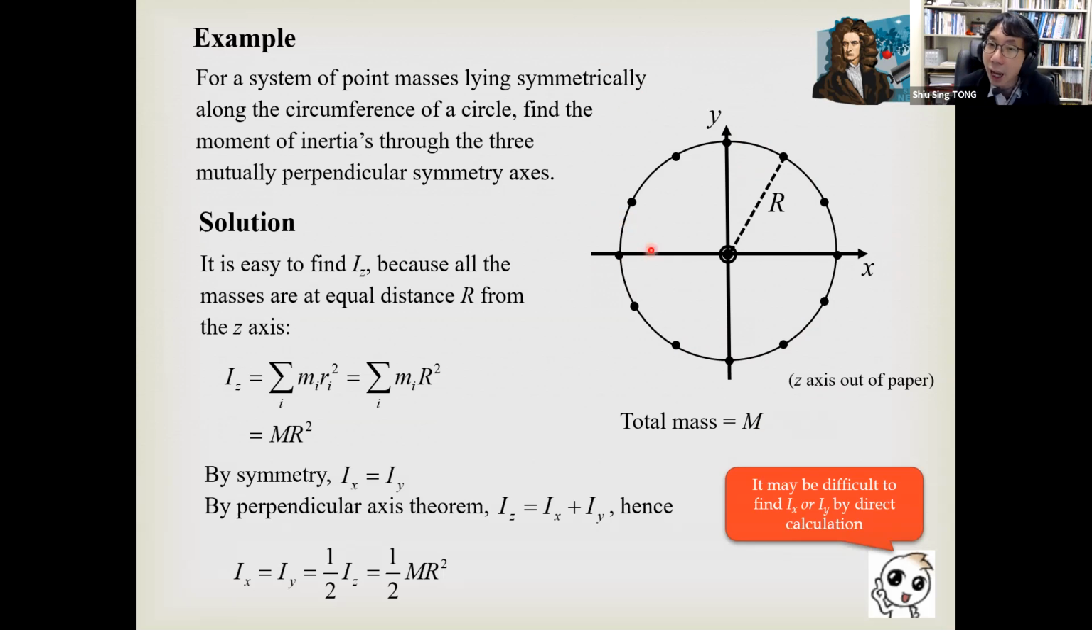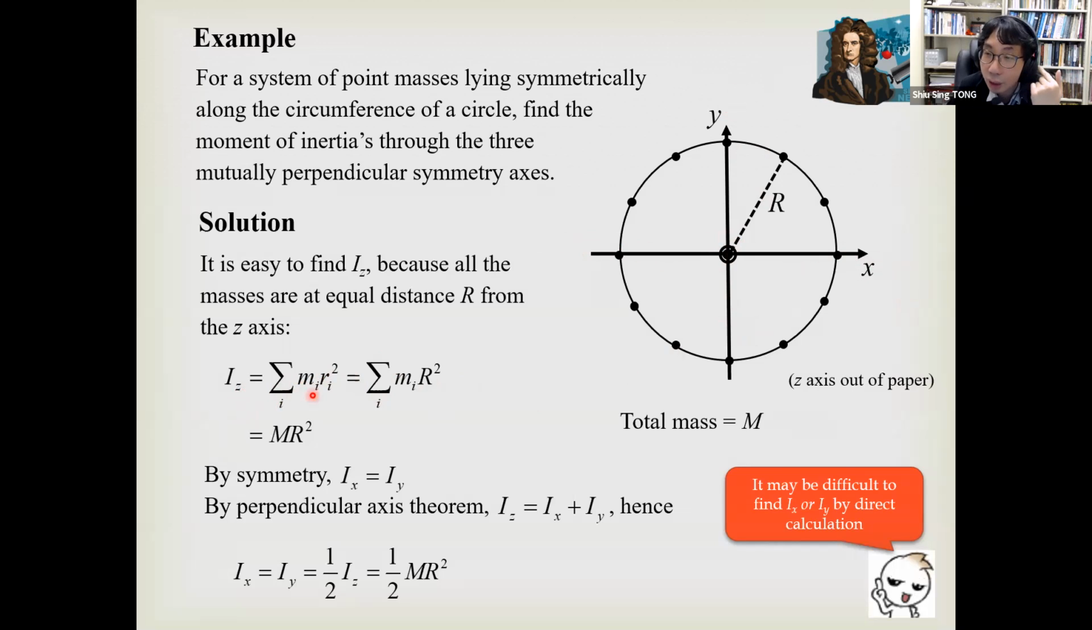Now, how do we use the perpendicular axis theorem to allow us to find the moment of inertia about the x and y axes? That is an interesting question. We first find the moment of inertia about the z axis, which in this diagram is pointing out of the page. Can you see this diagram? X and y are on the plane together with the mass distribution, and the z axis is pointing out of the plane. So the z axis is a perpendicular axis.